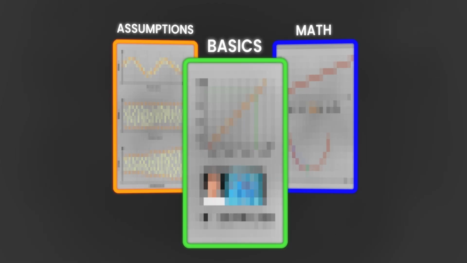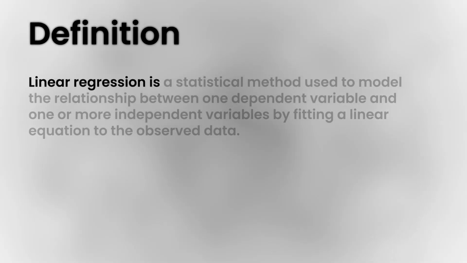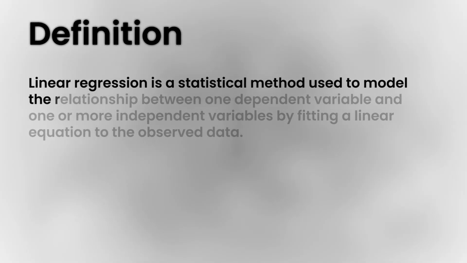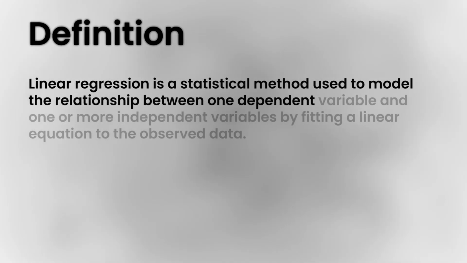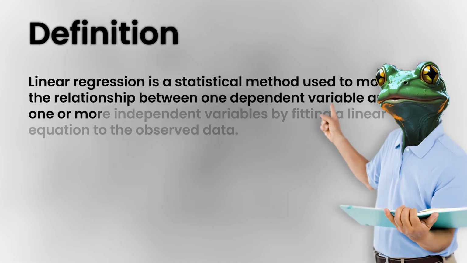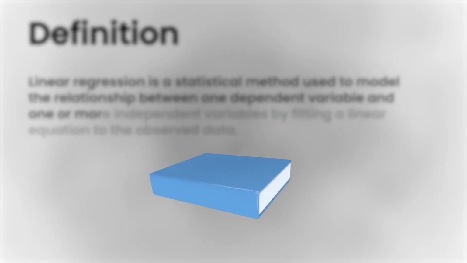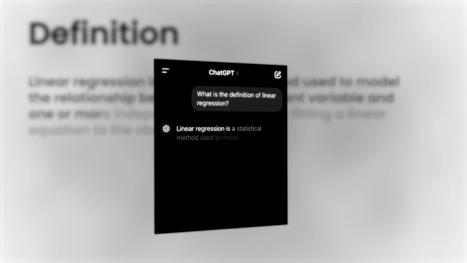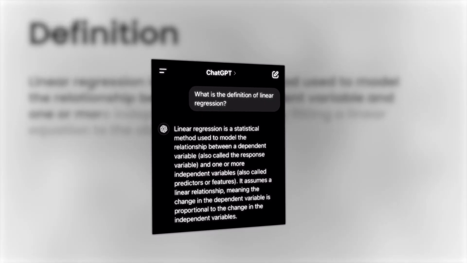Let's start with the definition. Linear regression is a statistical method used to model the relationship between one dependent variable and one or more independent variables. But wait, you've probably read that boring definition already, maybe in a book or in ChatGPT. Bear with me and I'll break it down in a way that's super simple to grasp.